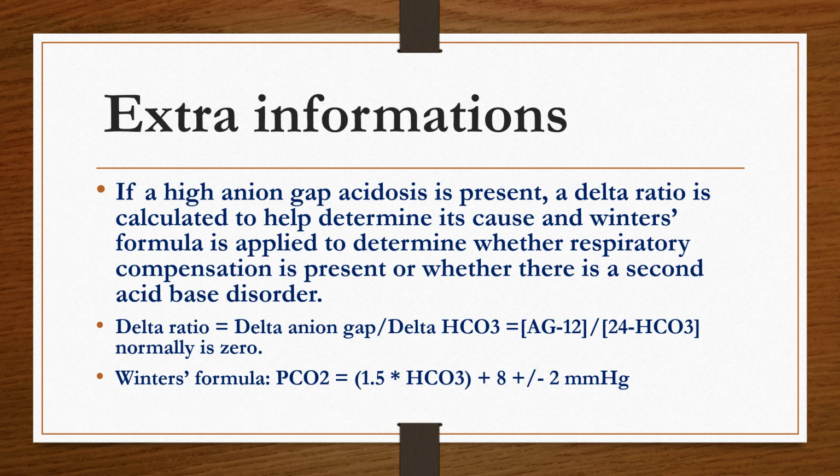So let's come to the delta ratio first. Delta ratio is the ratio between the delta in the anion gap and the delta in the bicarbonate. And how do we measure it? The anion gap that we calculated minus 12, over 24 minus the level of bicarbonate. Normally, delta gap is 0 or is a range between minus 6 and plus 6.